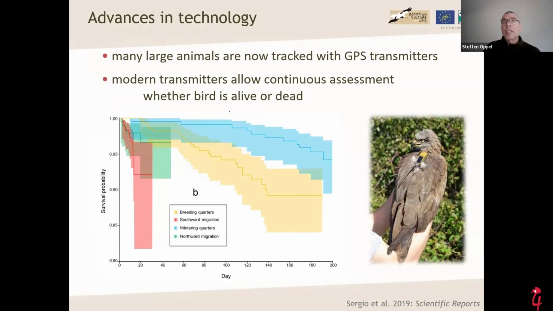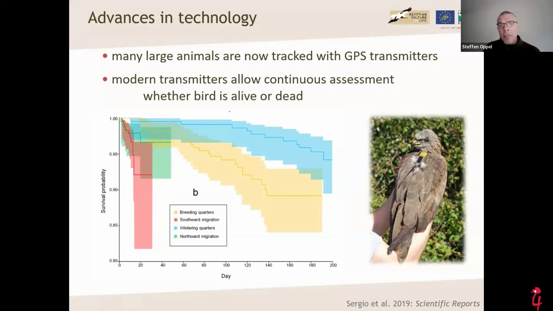And we can use that to figure out when birds are dying and whether that happens mostly during migration or outside of migration. And in this study led by Fabrizio Sergio on black kites, you can see on the left-hand graph the decline in the number of birds that survive for a particular time period.